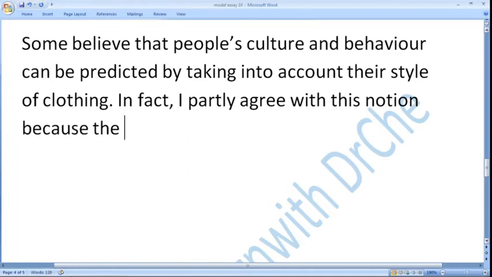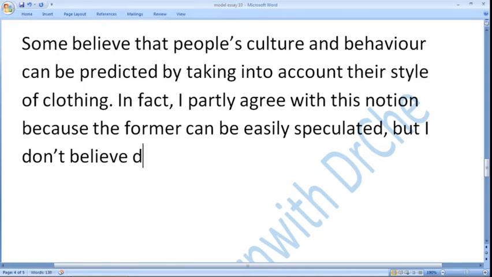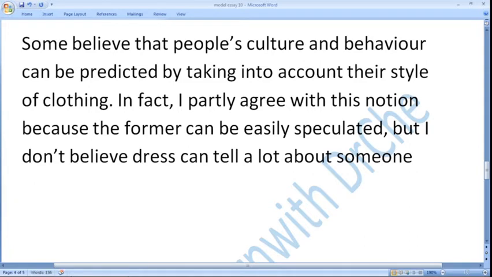because the culture can be easily predicted or speculated, a bit more speculated, but I don't believe dress can tell a lot about someone's behavior or characteristics. You can say characteristics.